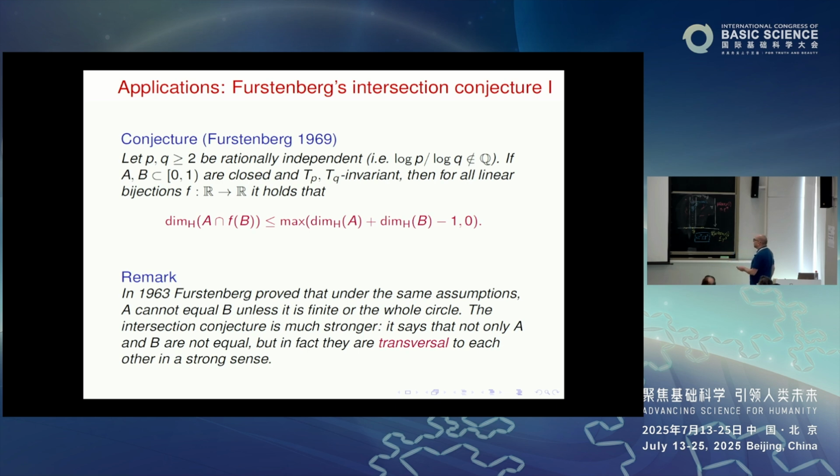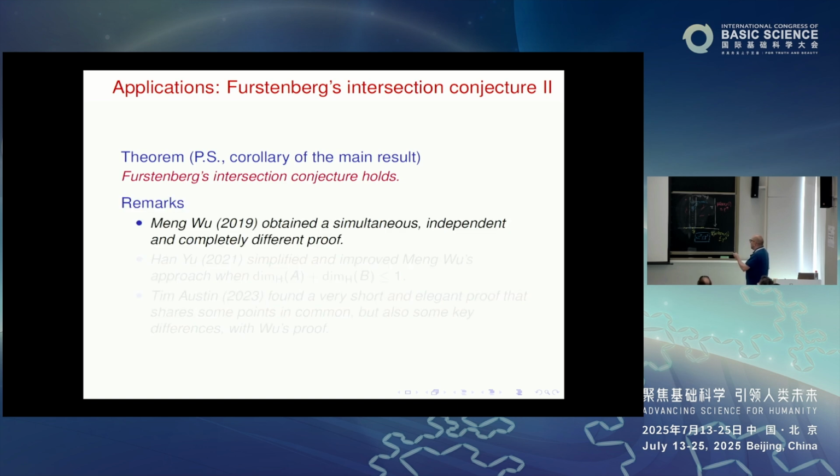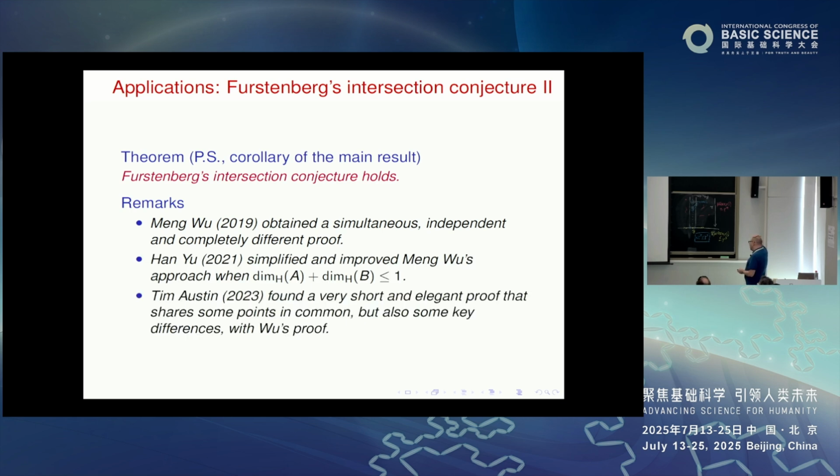Okay, this shows that A and B have nothing to do with each other in a much stronger sense. Their intersection is very small. Not only are they not the same set, but if you intersect them, the size goes down by a lot. By the way, this is sharp. You cannot put anything better on the right-hand side if you want this to be true. Okay, so some remarks that were already in Moon's talk. Well, one, that this was also proved by Moon.